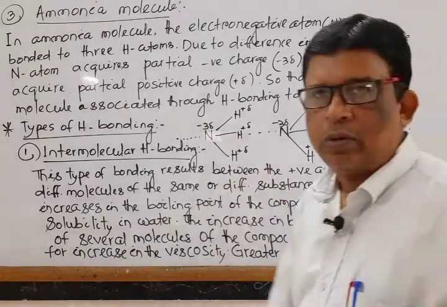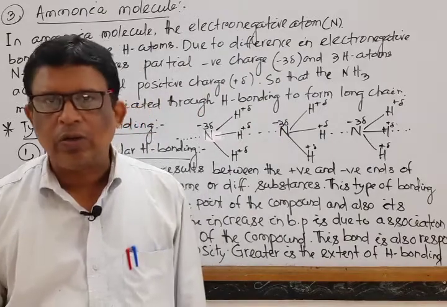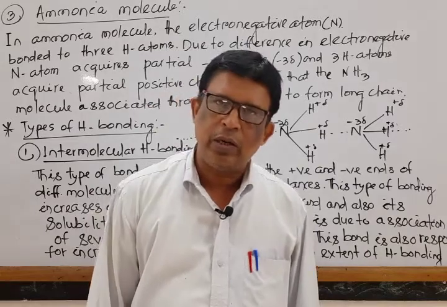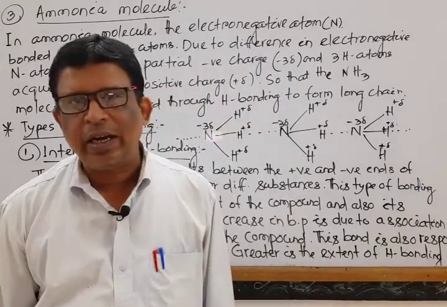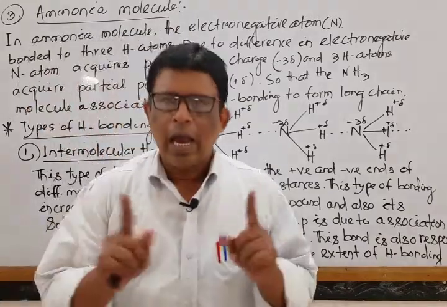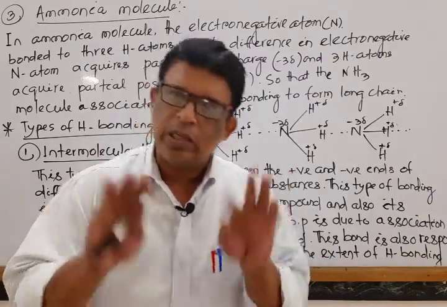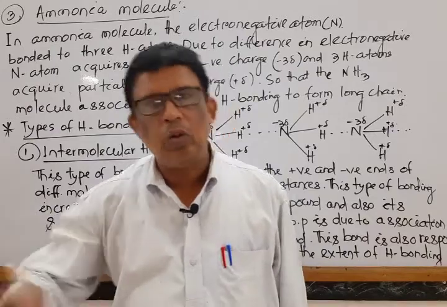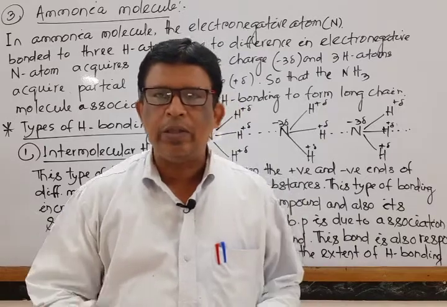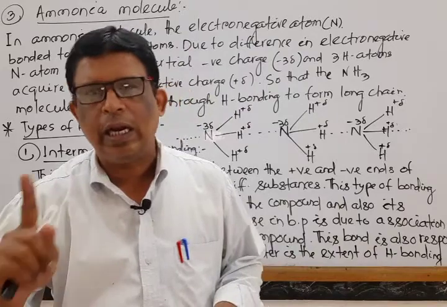Next, we switch over to the types of hydrogen bonding. Already we discussed that there are 2 types of hydrogen bonding. One is intermolecular hydrogen bonding, where hydrogen bonding is carried out between molecules, between similar or dissimilar molecules. And the second one is intramolecular hydrogen bonding. That means within one molecule, a hydrogen bond is there between a hydrogen atom and a highly electronegative element.